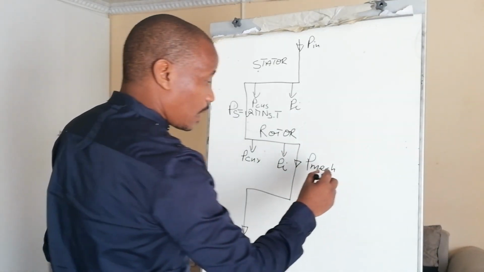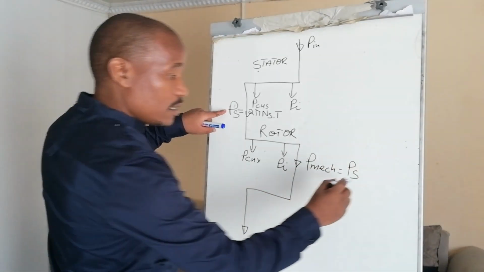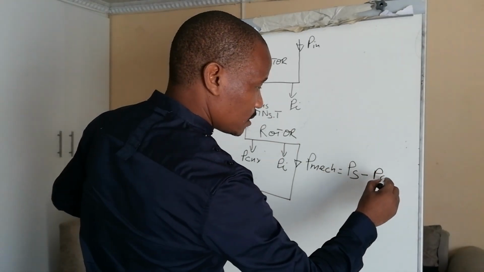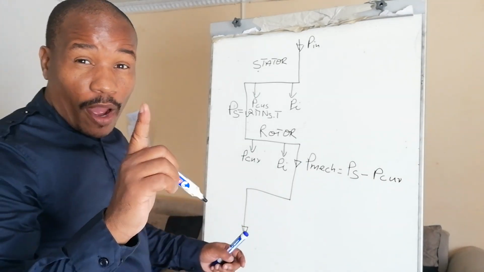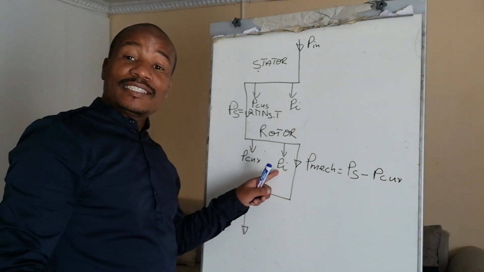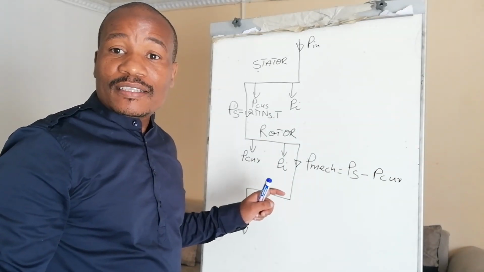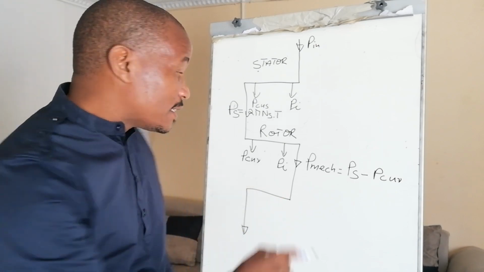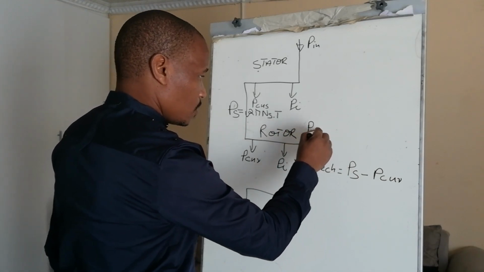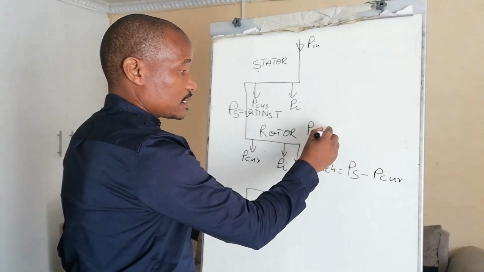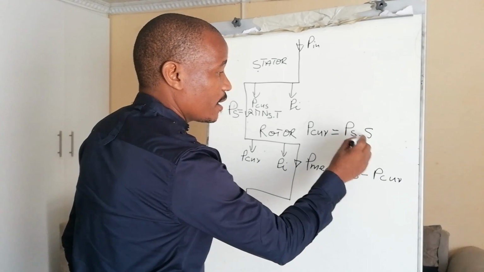And the formula for mechanical power is equal to what? It is equal to the synchronous power minus the rotor copper losses. Why? This is very crucial. Since the iron losses are regarded as constant, they are normally ignored. And when they are ignored, the rotor copper losses is equal to the synchronous power multiplied by the slip.